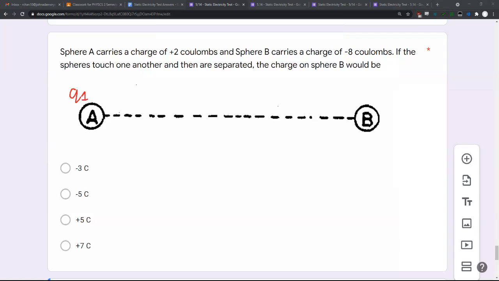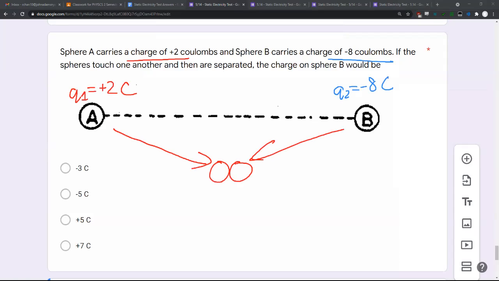So Q1 is positive 2 coulombs, and Q2 is negative 8 coulombs. The spheres touch one another, and basically you're adding up the charges. So Q1 plus Q2 is equal to plus 2 minus 8, which gets you negative 6 coulombs.